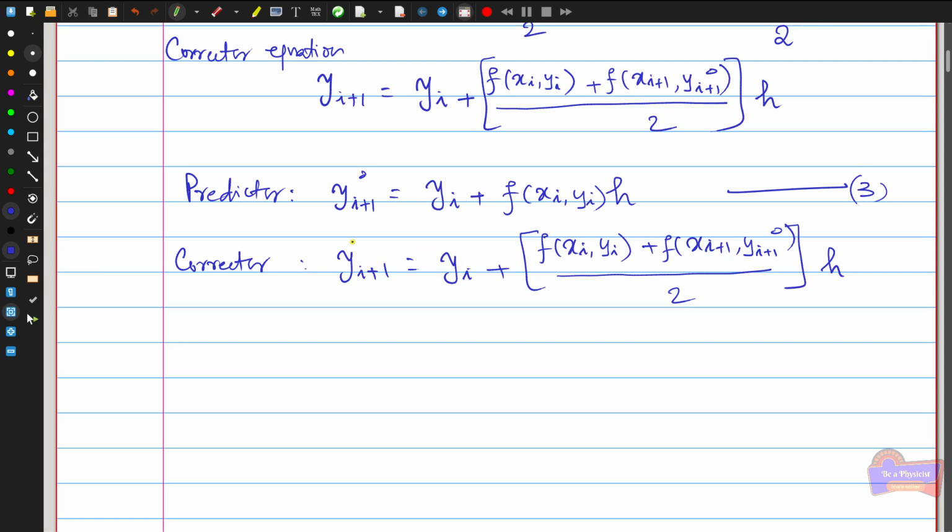Okay. So using this predictor expression as well as the corrector expression, we can solve a couple of problems so that you can better understand how the predictor-corrector method is used to calculate the numerical solution of a given differential equation.